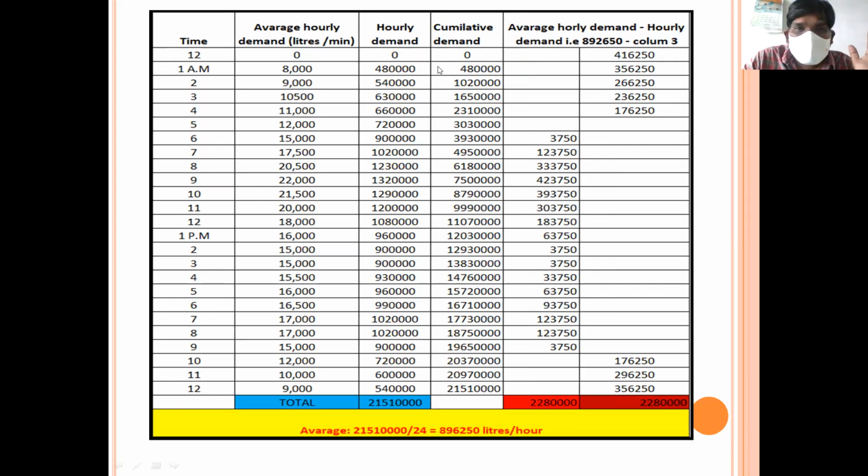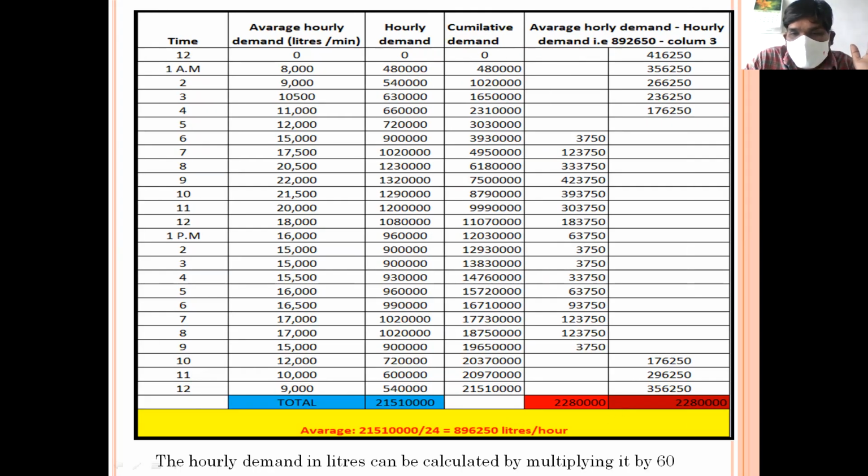Understand? How we got hourly demand? It is per minute, per hour, by 60. So it is hourly demand. The cumulative demand is simply adding 102. 48 plus 54, 102. 102 plus 63, 165. 165 plus 66, 231. Likewise, we got the information about cumulative demand.